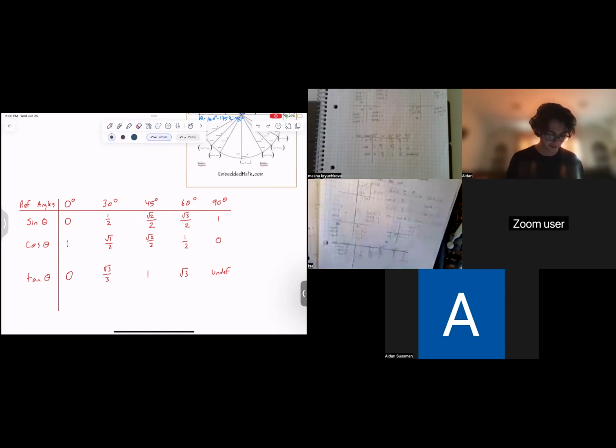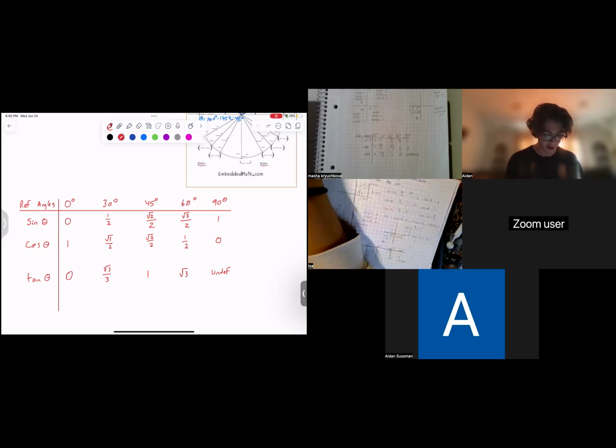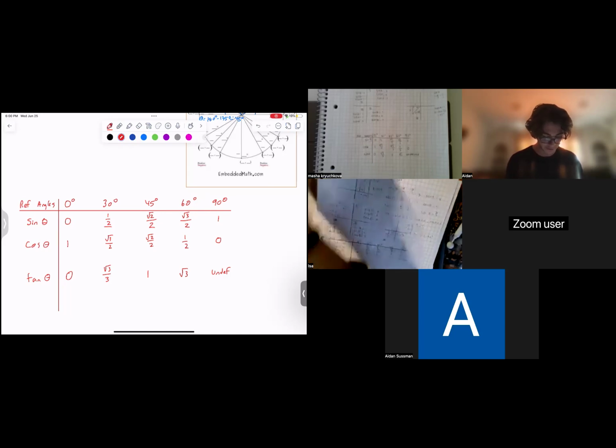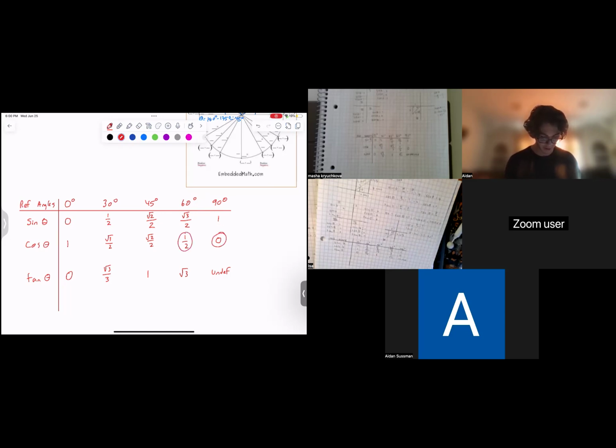So to memorize this, I like to go, oh, this is 0. The next one is 1, then 2, then 3. And they all have square roots, and they're all divided by 2. And then, of course, 90 degrees is just 1. To do cosine, it's the same thing, but backwards. See, it goes from 0 to 1/2, square root of 2 over 2, square root of 3 over 2, and 1.